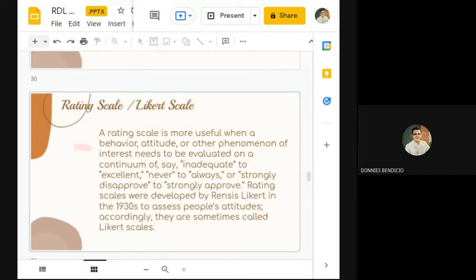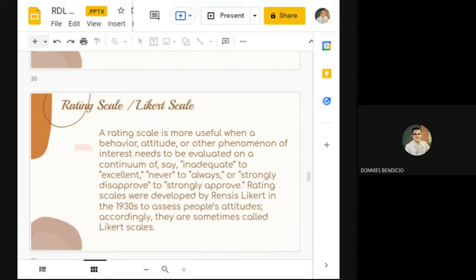So rating scale naman, so this is likely referred to as a form called Likert scale. So meron tayong mga characteristic, halimbawa, inadequate to excellent, never to always, strongly disapprove to strongly approve. O kaya strongly disagree to strongly agree. Ganyan. O kaya naman 1 to 7. So 1 being represented by strongly disagree, 7 represented as strongly agree. Okay? So this is what we call the rating scale.